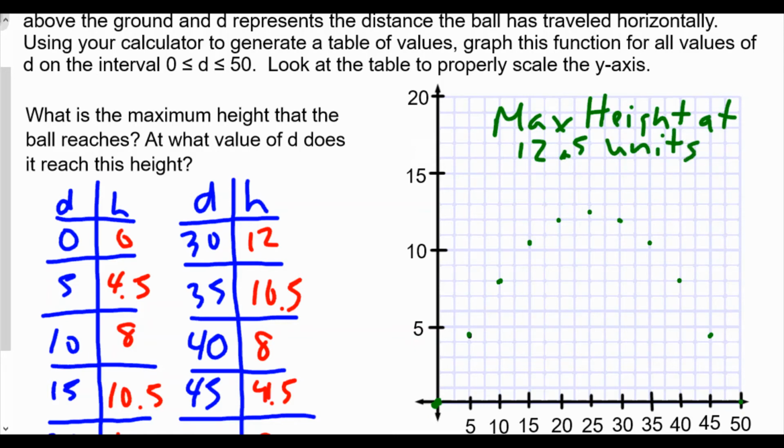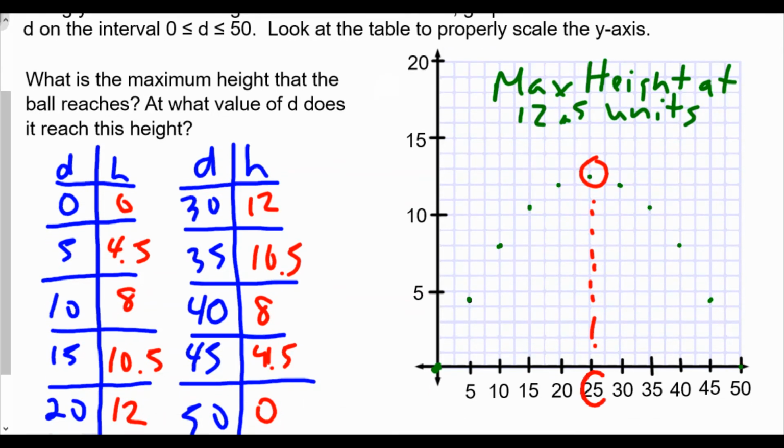Okay, and the max height's occurring here. At that height there, that's the highest point that we see. And we see kind of like the middle point of all these. And it says, what value of D is it to reach the height? It looks like the D value is going to be here, 25. Okay, so here D is equal to 25.